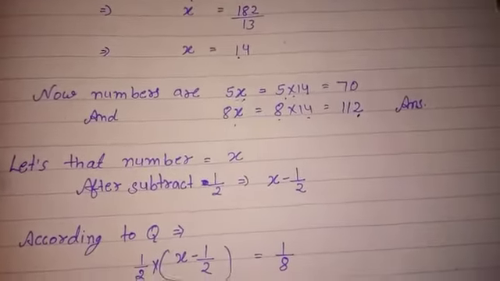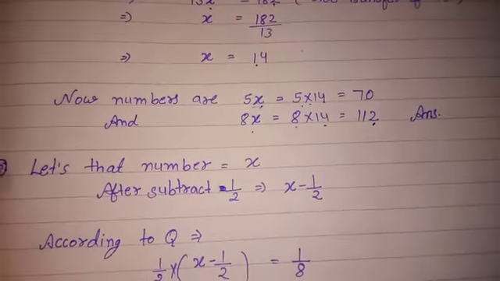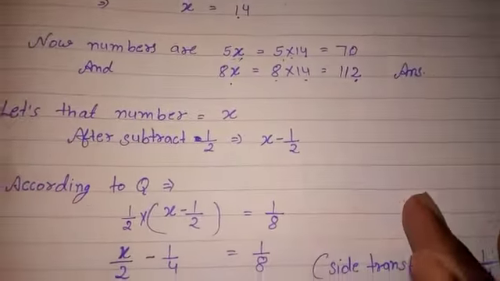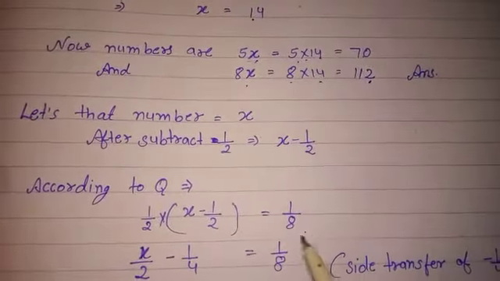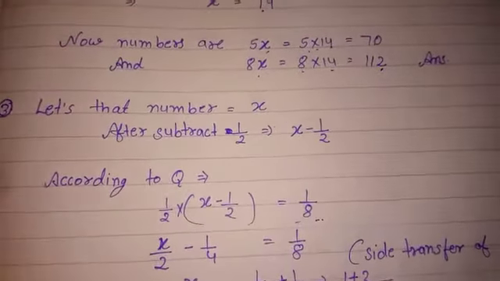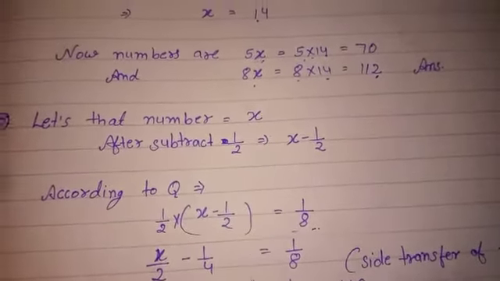Third question: there is a number from which we subtract 1 upon 2, and then multiply also by 1 upon 2, and our answer will be 1 upon 8. This is the question, so you can read it in the PDF on the first page.